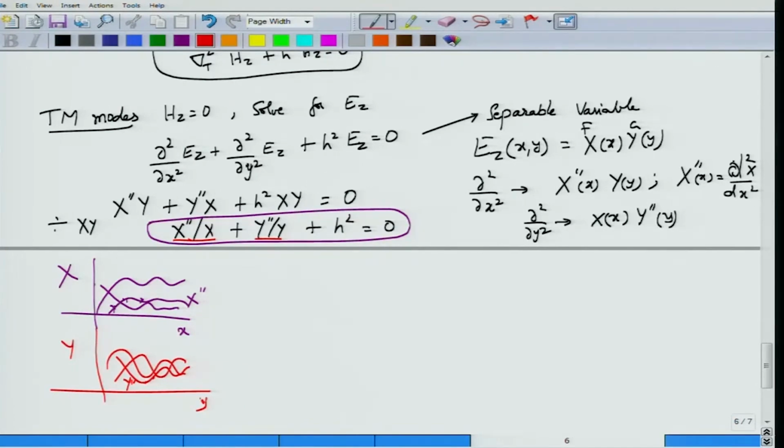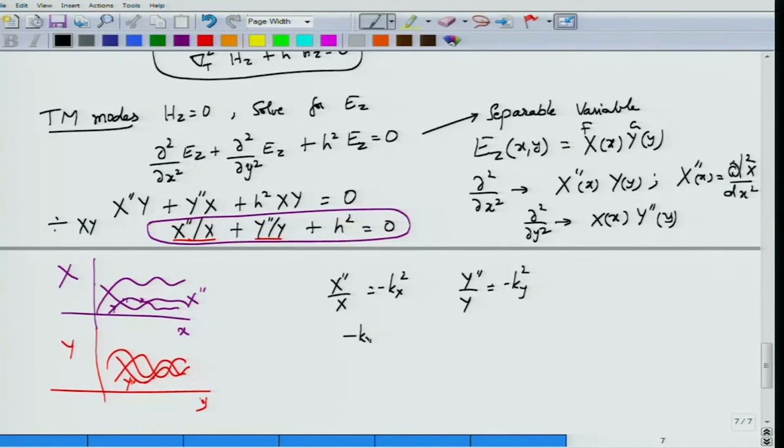This is the crucial point. Even though your X of x could be a function that is varying, and Y of y that is varying, the corresponding ratios that you take would have to be constant. X double prime by X is a constant, Y double prime by Y is a constant, and h² is a constant, and the sum of these three constants must be equal to 0. Accordingly, let us call X double prime by X some kx² and Y double prime by Y ky². Let's call these minus kx² and minus ky², so it becomes easier for us to substitute into the original expression.